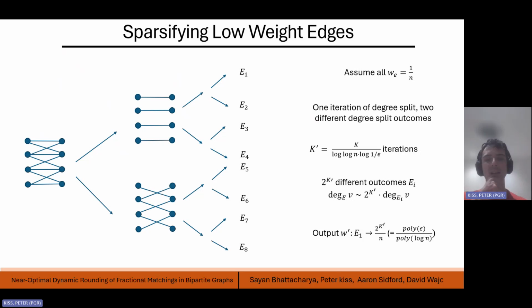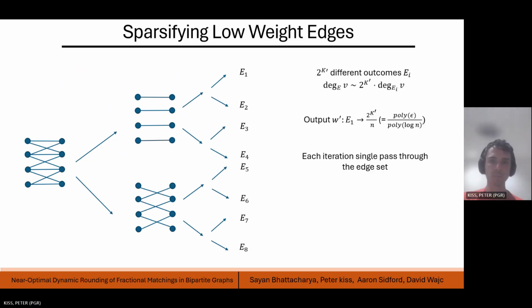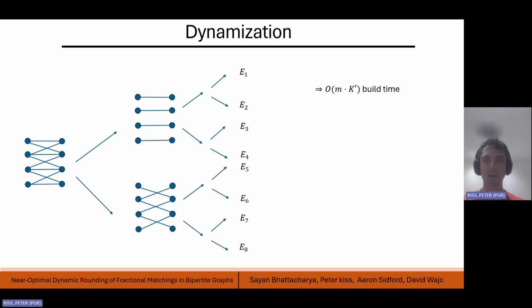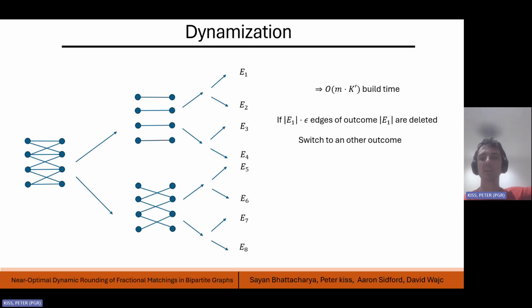And this just proposes a static algorithm. We could just pick the first one, and as a sparsifier, we can just assign a weight 2 to the k' over n to its edges, and it will be a roughly correct sparsifier. Now, each iteration just requires a pass over the whole edge set. So the whole process runs in n times k' build time, just like the previous algorithm. And dynamizing it is very, very easy. If roughly an epsilon fraction of the edges of the current output we are considering are deleted, we switch to another one.